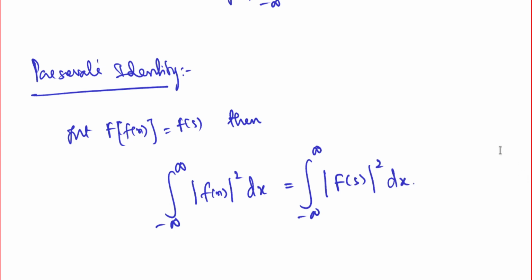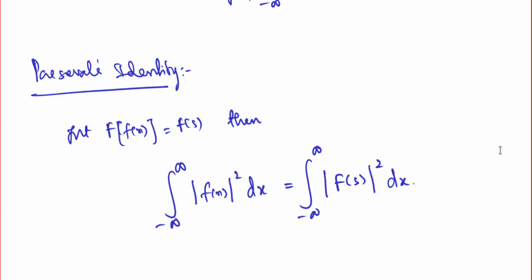Now the Parseval identity can be written for the Fourier sine and cosine transforms as well. Obviously, you can just replace all of them with the Fourier sine transform or Fourier cosine transform. That's going to work very well. So there's no problem at all.